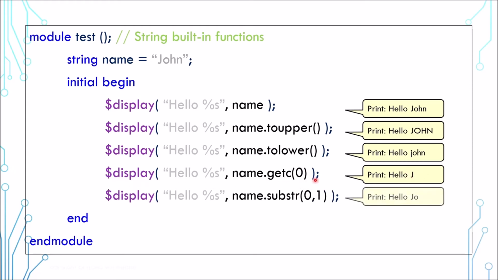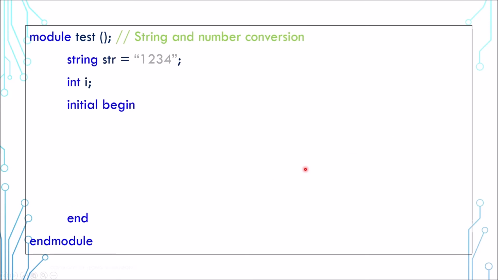You can also use substr to extract a partial string. It requires 2 arguments, which are the start position and the end position of the string. The example here will return Joh from the string John. Here are some other built-in functions. The len function returns the length of the string. The value here is 1, 2, 3, 4, and therefore it returns 4, meaning 4 characters.